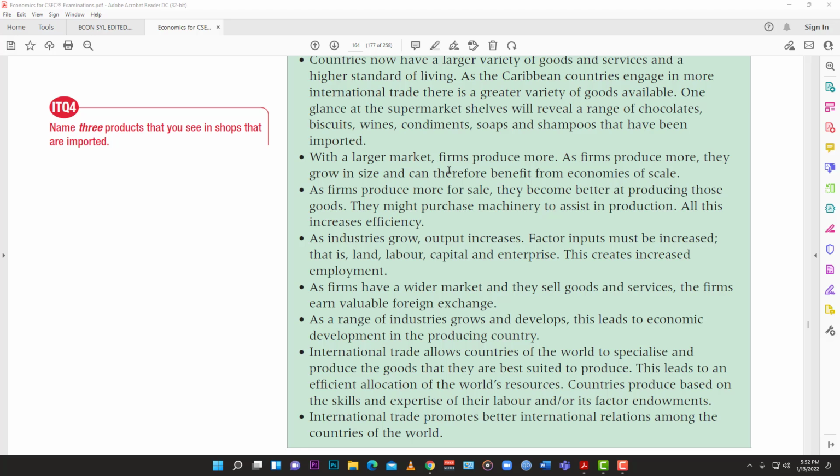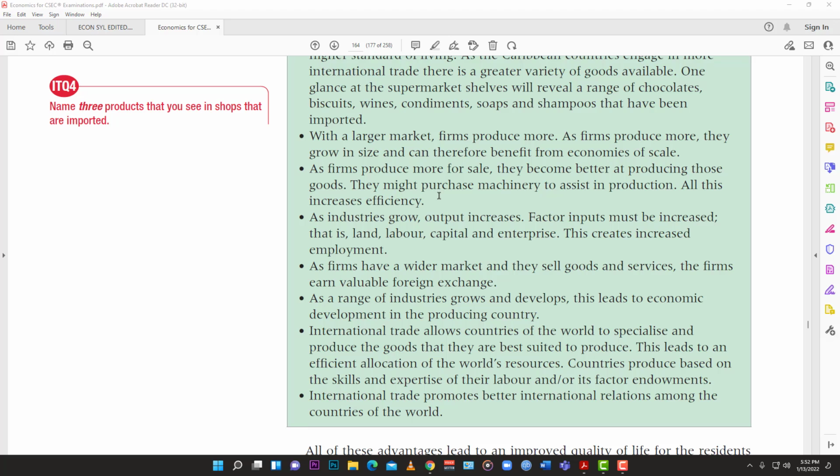It sharpens your skills. It makes you more efficient at what you're doing, because you become basically a specialist in that particular area. As industries grow, output increases. Factor inputs must be increased. That is land, labor, capital, entrepreneurship, or enterprise. This creates increased employment. And we could have seen that from a mile away. As a company grows, as they now venture into the international market, the surplus market, the export market, they are going to need to employ more resources. And not just people, but more land, more labor, more capital. And so that would in turn lead to increased output in the economy.